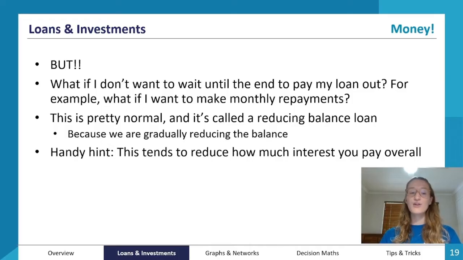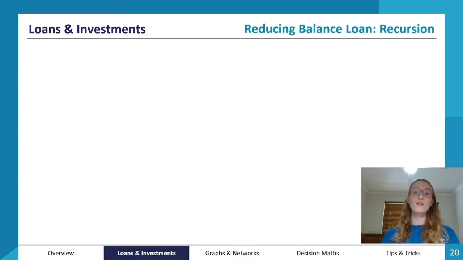An interesting thing to note is that this actually tends to reduce how much interest you pay overall. If you let it compound again and again and wait until the loan grows and grows, and then you just choose to pay it out in one lump sum all at the end, you're actually probably going to end up paying a little bit more interest. Whereas if you make monthly repayments, the amount that they're charging interest on is slowly getting smaller and smaller, so you'll actually end up paying less interest overall in the long run, which is good news for a loan.